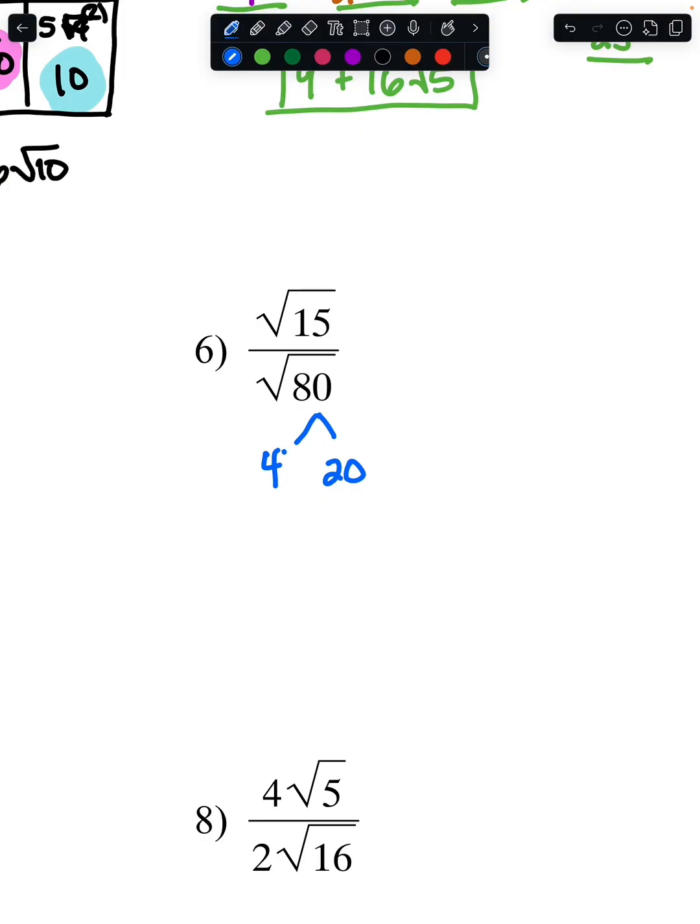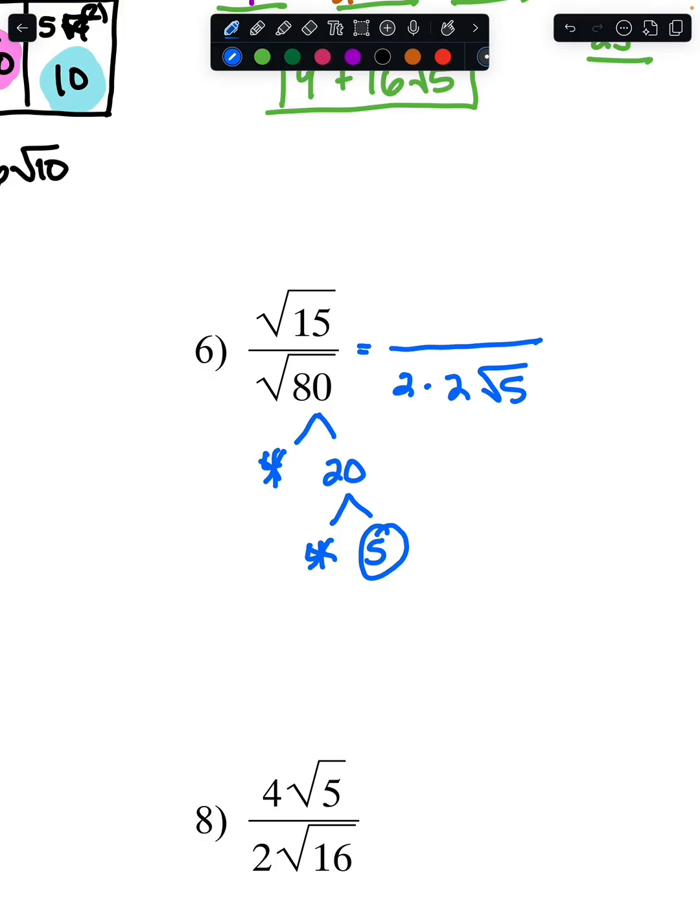And the square root of 4 is 2. So I'm going to take that out. I'm going to break down 20. That's 4 and 5. Oh, square root of 4 is 2 again. And then I have this 5 remaining right there.